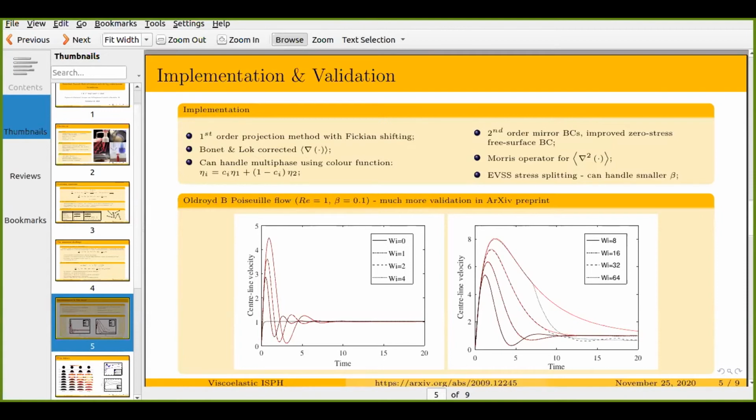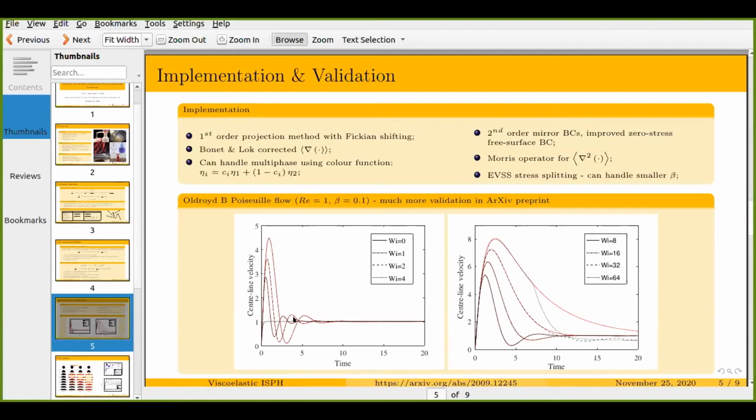So we've done a lot more validation than just this, and if you want to see more, you can see it on the archive preprint, but this is sort of the key result. So this is looking at viscoelastic Poiseuille flow, so flow through a channel driven by a pressure gradient. And for the Newtonian case, so that's this black line, it starts at 0 velocity and accelerates to a steady velocity with no overshoot. As we increase the elasticity, so we increase the Weissenberg number, we get overshoot and it bounces and rebounds. And the higher the Weissenberg number, the bigger the overshoot and the longer the time to reach the steady velocity.